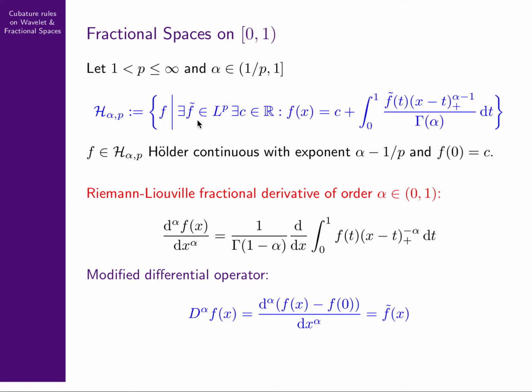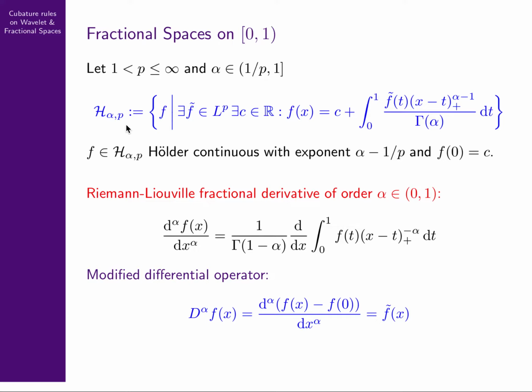We look at all functions f which allow for the following representation. So there should exist an f tilde, which is an L^p function on the unit interval, and some constant c, such that f of x is given by c plus the integral from 0 to 1. Now the integral over what? So first here we have this constant gamma of alpha, which is not very important. Then this function f tilde pops up here as some kind of density, and we integrate f tilde against this kernel function. The plus should mean this function here is always 0 in the case that t is strictly larger than x, right?